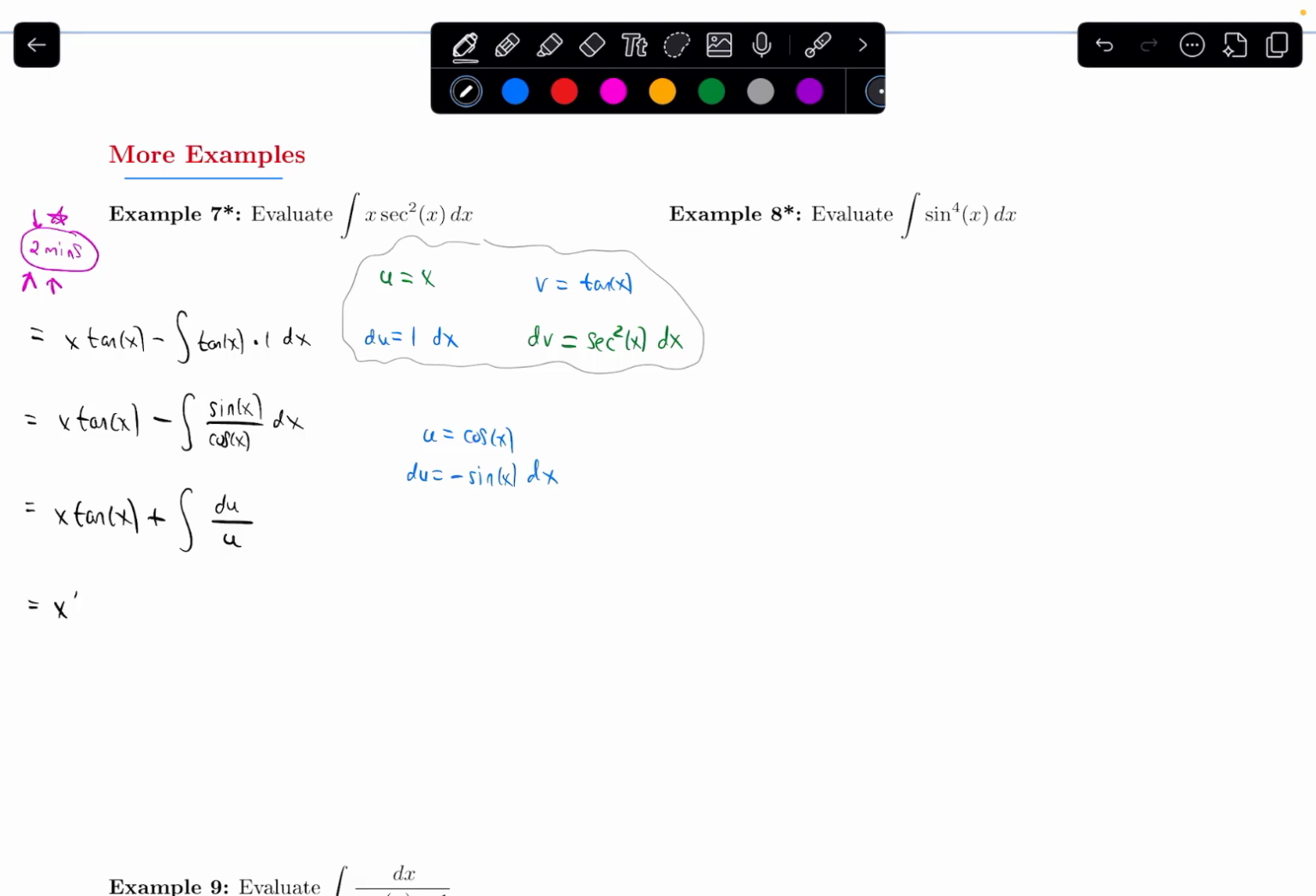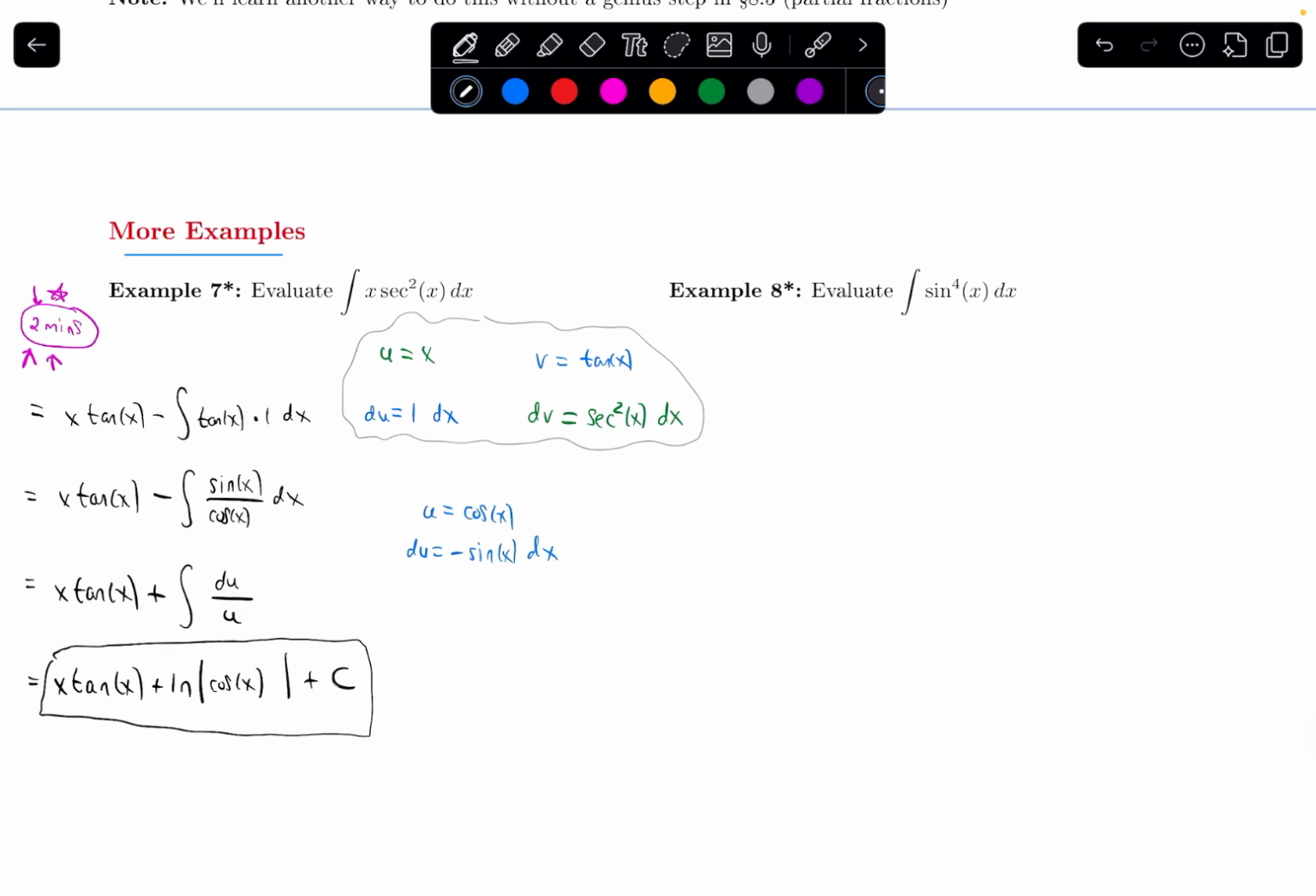This is x tangent x plus natural log of, I'm just going to do 2 steps in one. I'm going to do my natural log and plug back in for the u at the same time. So cosine x, and then my plus c at the end. And we got it. We got our antiderivative. So we need an integration by parts and a u sub for this one. Sometimes that happens.